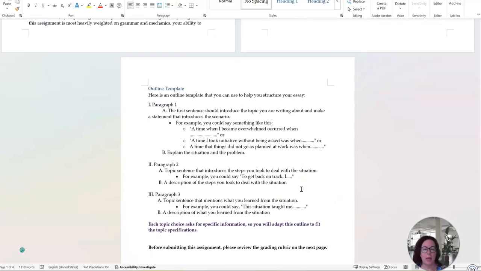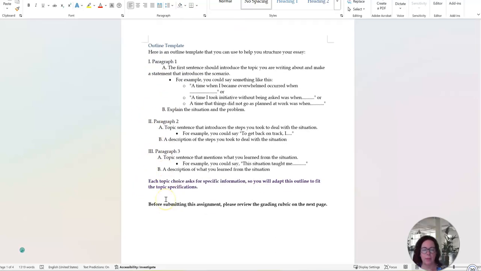And then here is a helpful template that helps you set up what you're going to be writing about. And here are some example starting statements. So you're going to have 3 paragraphs, and this is what the paragraphs are going to look like. Paragraph 1, paragraph 2, and paragraph 3.